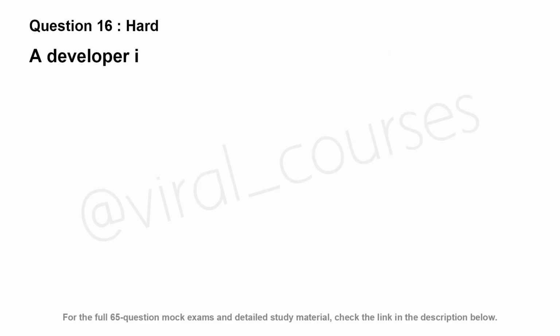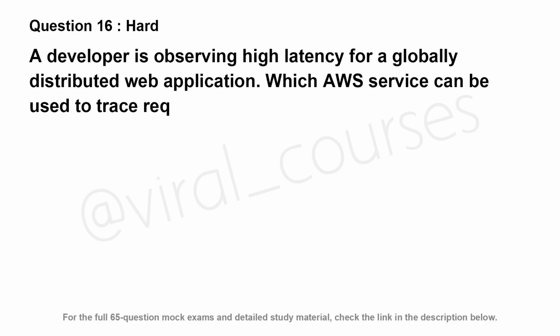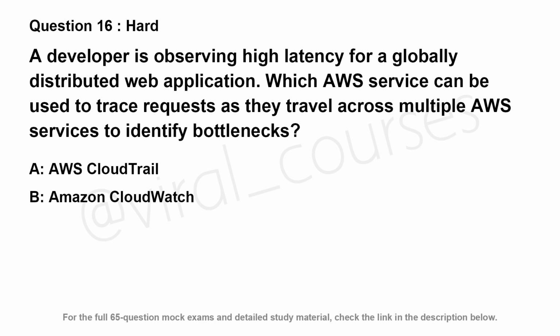A developer is observing high latency for a globally distributed web application. Which AWS service can be used to trace requests as they travel across multiple AWS services to identify bottlenecks? Option A, AWS CloudTrail. Option B, Amazon CloudWatch. Option C, AWS X-Ray. Option D, AWS Config.